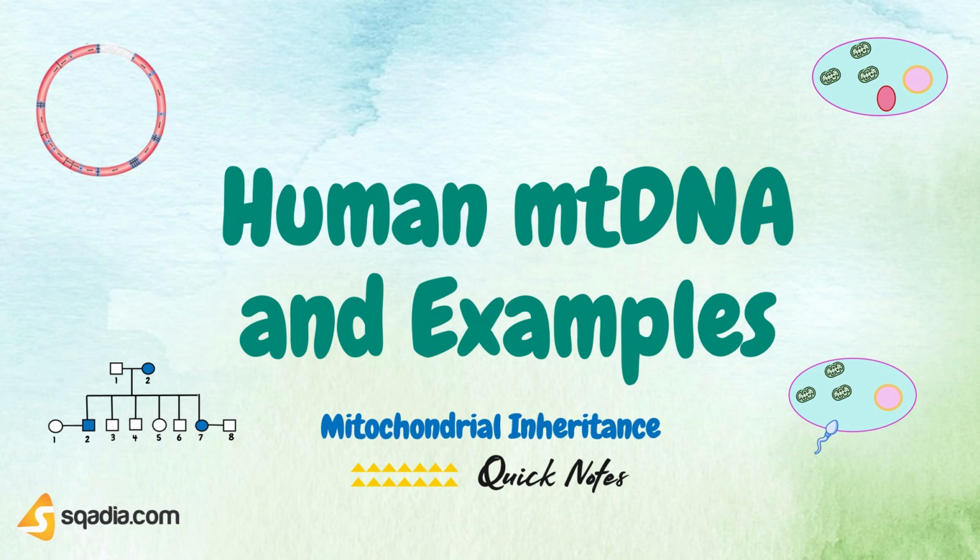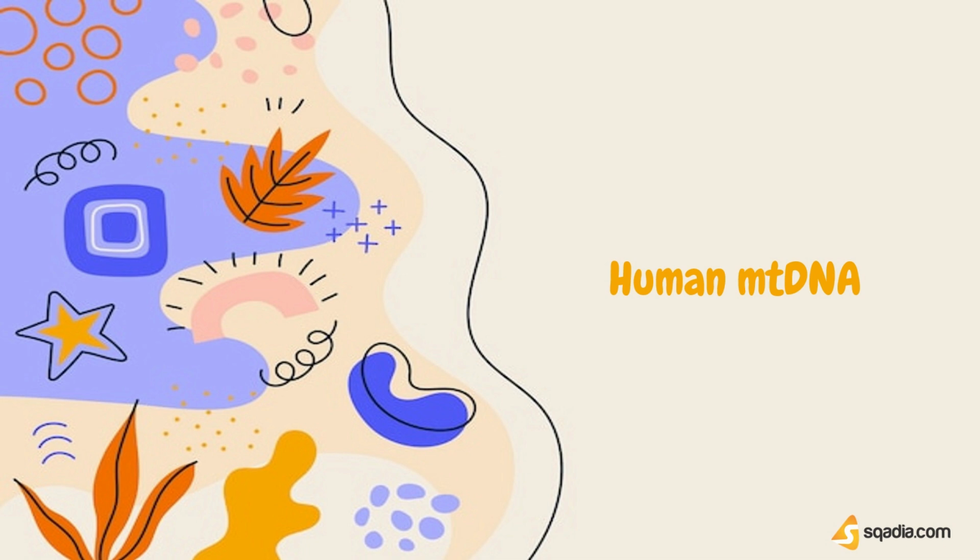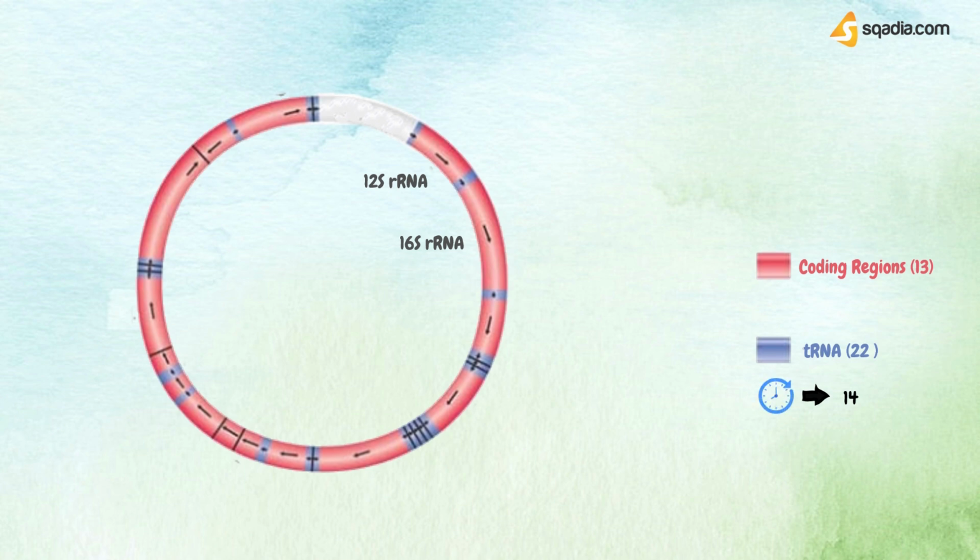In this video, we will talk about the human mitochondrial DNA and examples of mitochondrial inheritance. So, let's discuss human mitochondrial DNA. First, human mitochondrial DNA has 22 transfer RNA genes, 2 ribosomal RNA genes, and 13 protein coding regions. 14 of the transfer RNA genes are expressed in the clockwise direction, and 8 are read counterclockwise.